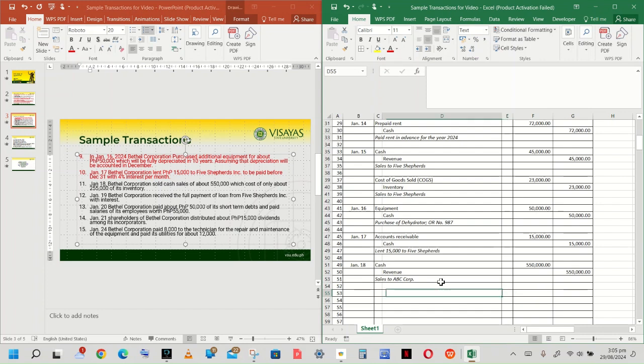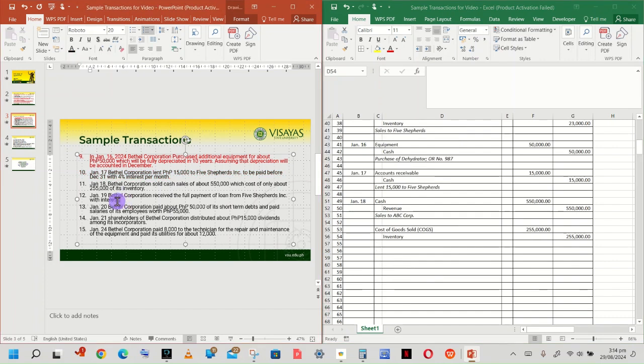So, class ha, huwag niyong kalilimutan na bawasan yung inventory. So, ang katumbas niyan ay cost of goods sold or COGS. And, nabawasan yung inyong inventory. Credit siya kasi normal debit balance to. Nabawasan eh. How much? 255,000. Alright. Next transaction class. Sa January 19.